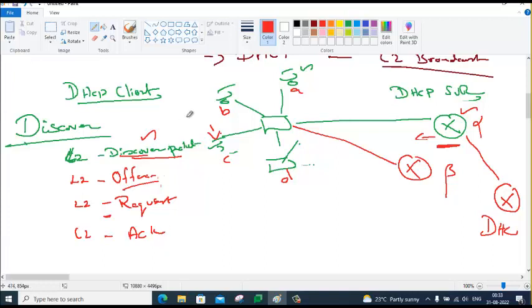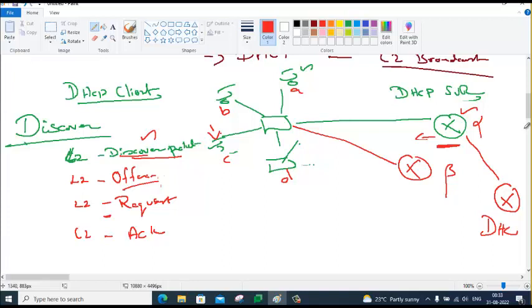All right. So that's about the broadcast, which is bad, in IPv4. So today we have learned about encapsulation, decapsulation, and these two features that we have in IPv4 that are considered bad: ARP and DHCP.